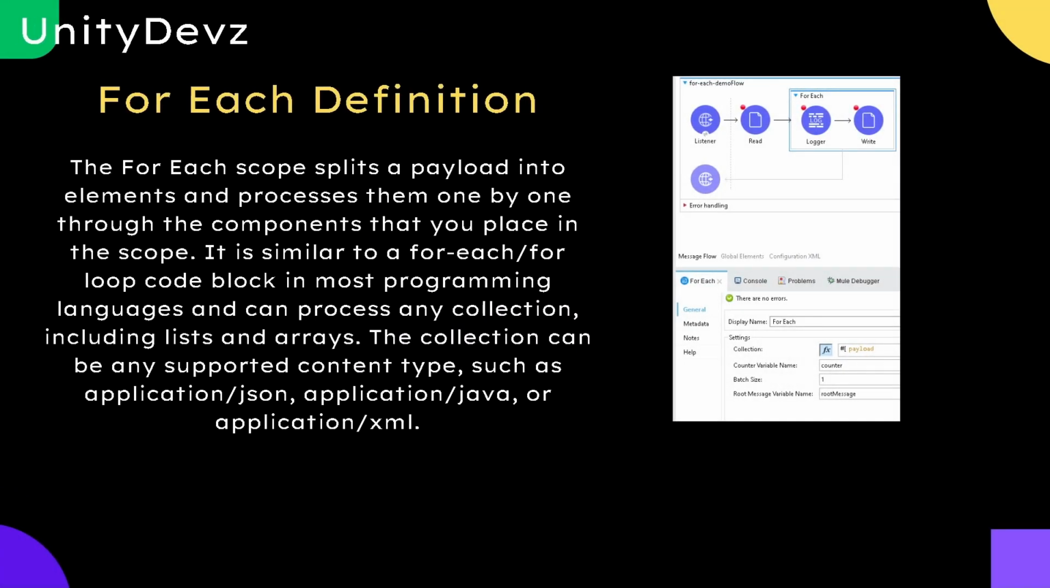So guys, what is for each basically? This is the definition of for each. It is written: for each scope splits the payload into elements and processes them one by one through the components that you place in the scope. It is similar to the for each loop we use in most of our programming languages, guys. And a collection can be anything. It can be a Java, it can be a JSON, it can be a XML.